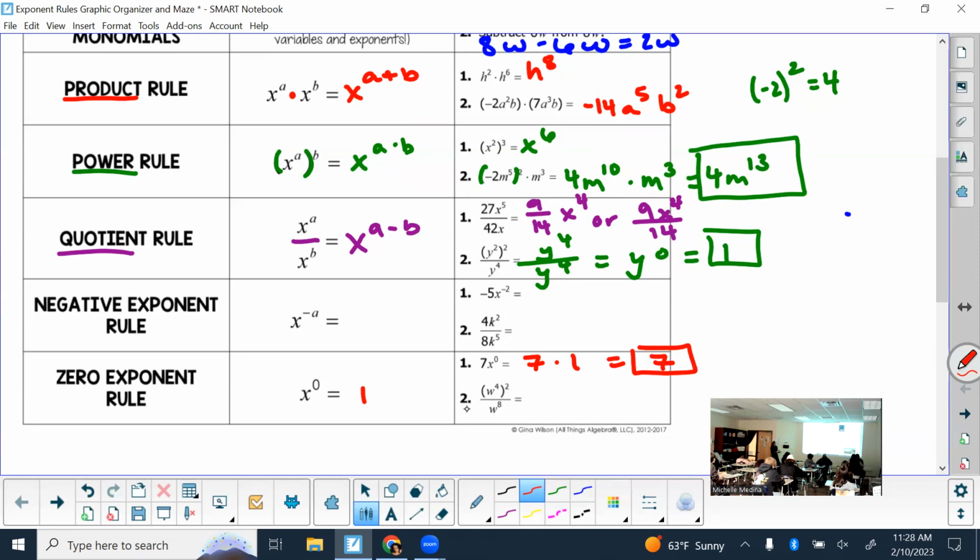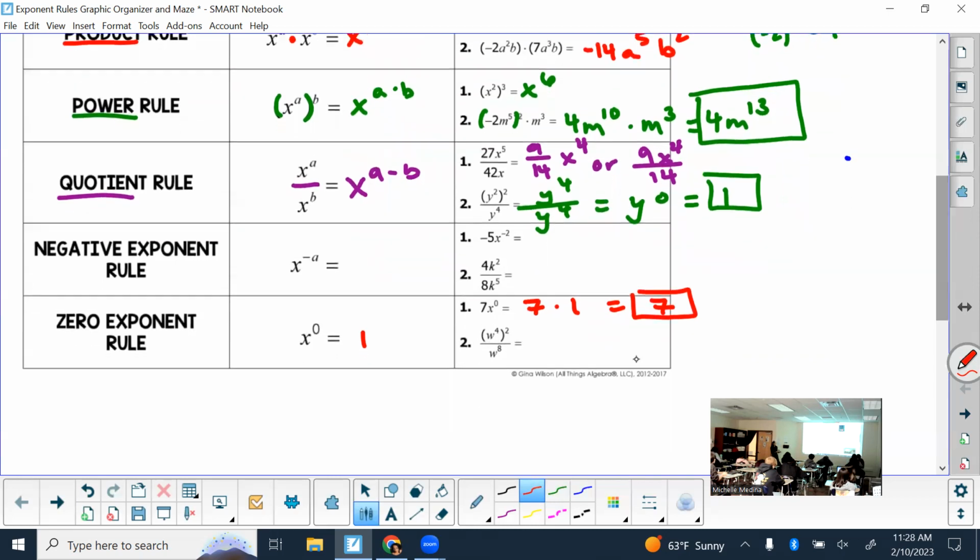And then we could work this out a little bit. Or I think that is one. So what do I do first? Do I raise to the power or divide first? Raise to the power, exponents before division, right?